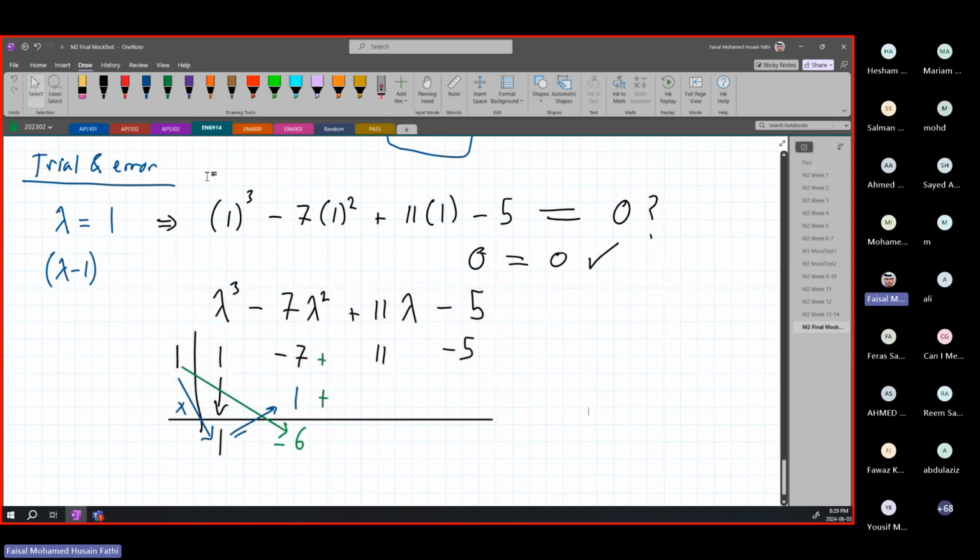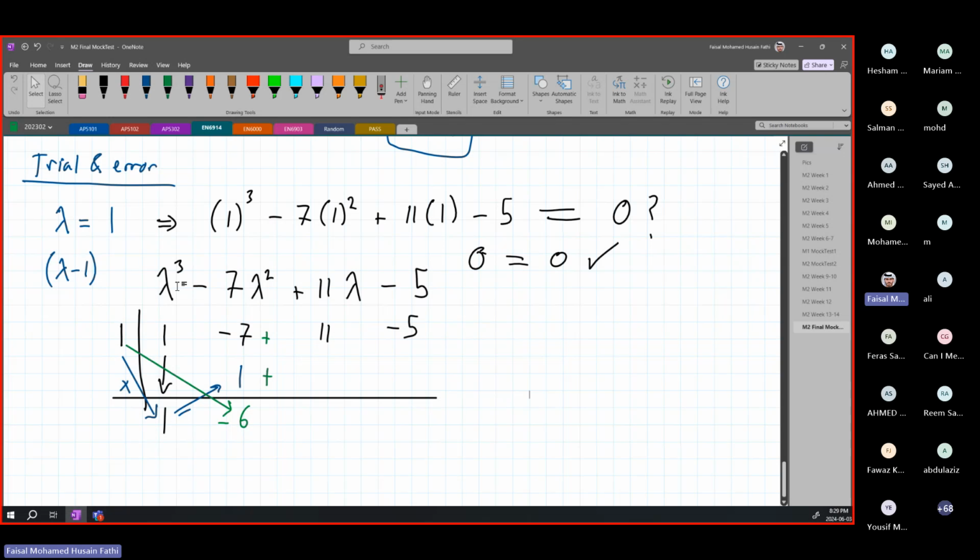So first check if this is actually a root. Will you get 0 when you plug in this value? Once you do, then you're going to do this table method to factorize the remaining parts, and I will show you that in a bit. So like I said, we start with 1. We write the coefficients down. 1 times 1. Find the answer, put it in the next place, add them up. -7 plus 1, we get -6. Again, the same thing is going to happen. We're going to put this over here.